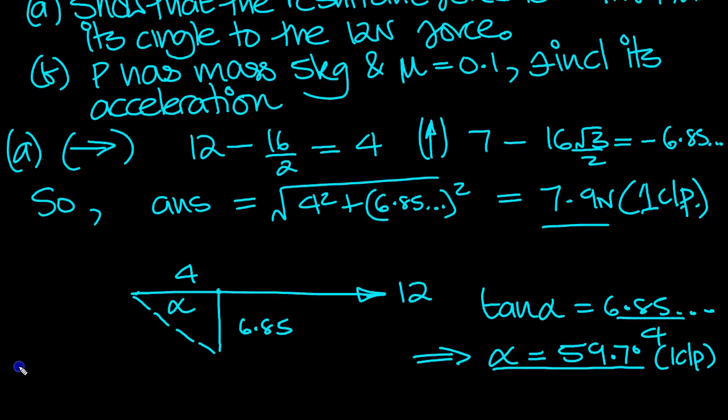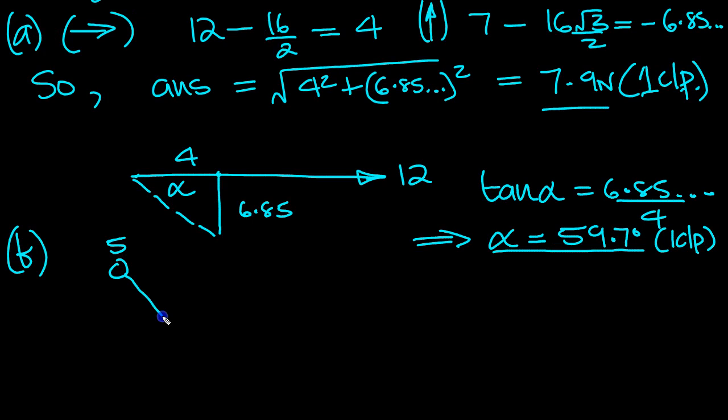Okay, so part B. P has mass 5 kilograms. Find its acceleration. So here's the particle. It's got mass 5, and the force acting on it is in that direction here. Here's the resultant force. Mu R acts against it. Here we've got friction, which I'll call mu R dashed, where R dashed is the normal reaction. So here is the normal reaction, vertically.